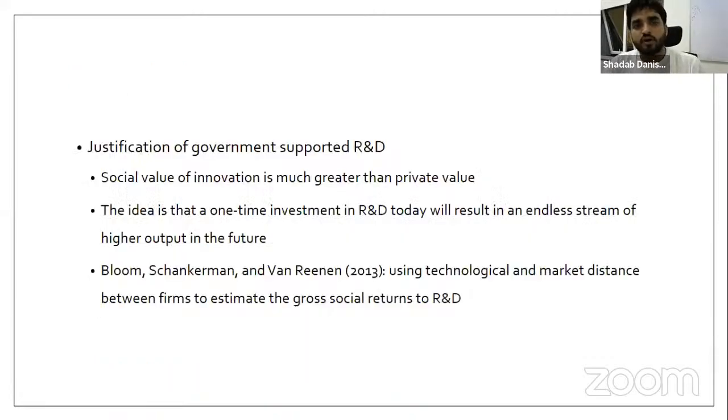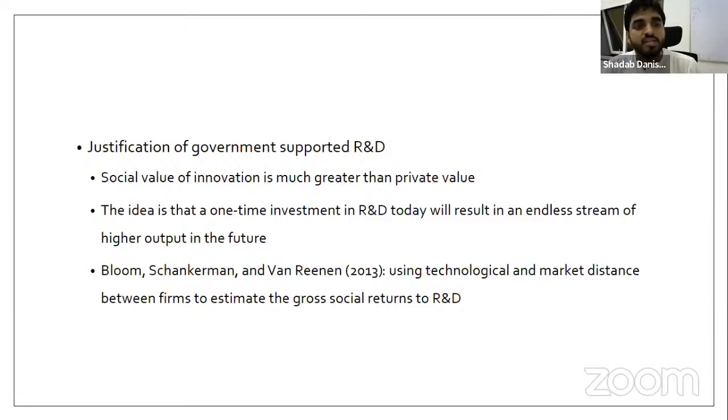What is the justification of government-supported R&D? The social value of innovation is much greater than the private value. One can say that no, it's not true, and they will cite the example of pharmaceutical companies. They'll say that pharmaceuticals are exploiting the poor and making money, so where is the social value? But overall, there are studies which have estimated the social value and the private value separately, to look at which one is greater and by how much.